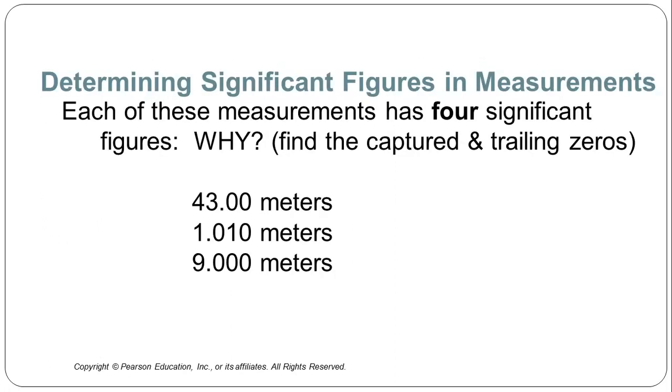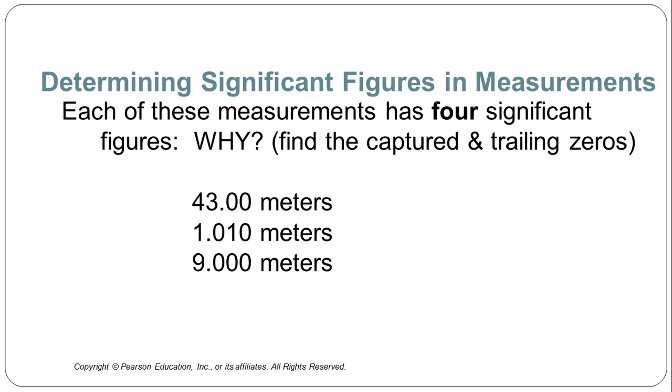Okay? So each of these measurements has 4 significant figures, including captured and trailing zeros. Dito sa unang example, 43.00, meron kasi siyang dalawang non-zero, yung 4 at saka 3. So meron na tayong dalawang significant. Also meron tayong trailing zero na dalawa, kasi meron decimal, diba? So kasali siya. So 43.00, that comprises 4 significant figures.